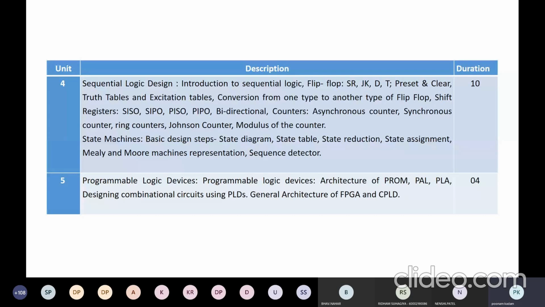So programmable logic ICs can be broadly classified into PROM, PAL, and PLA. PROM stands for programmable read-only memory. PAL is programmable array logic. PLA is programmable logic array.